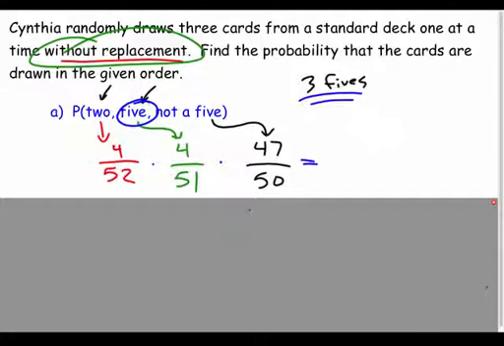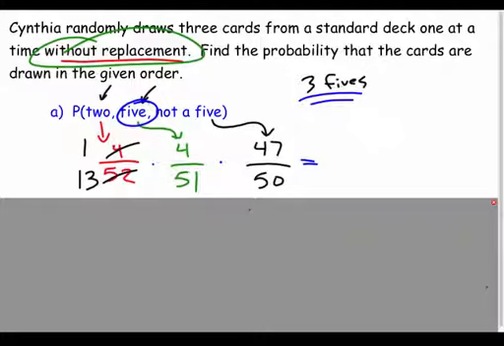And then we multiply. So if you got a calculator, you can write them all as fractions. I can go 4 over 52 times 4 over 51 times 47 over 50. And that gives me a nasty decimal. Let's simplify here and we'll check it out. So 4 goes into itself once. 4 goes into 52 13 times. Can I simplify anything else? It doesn't look like it.